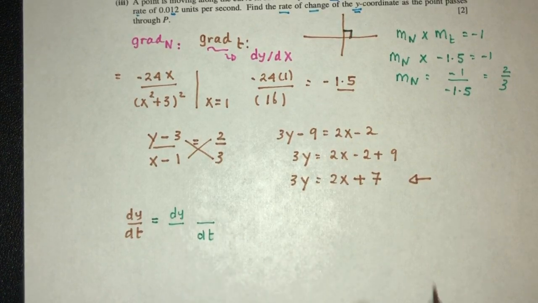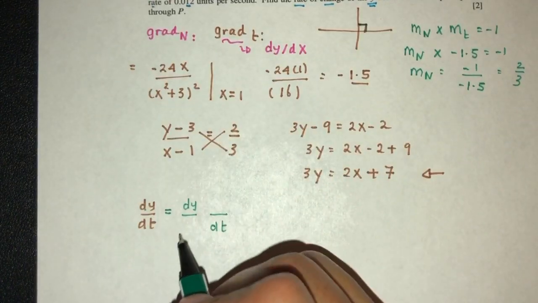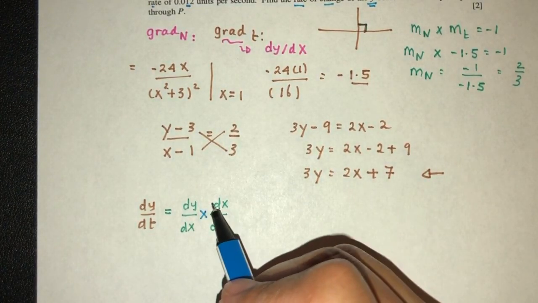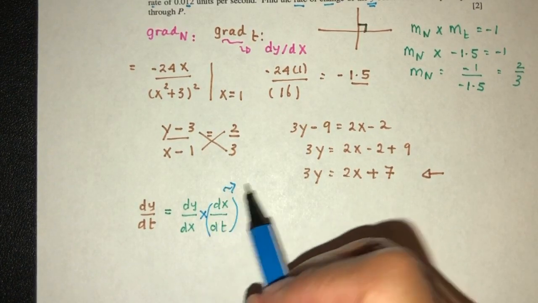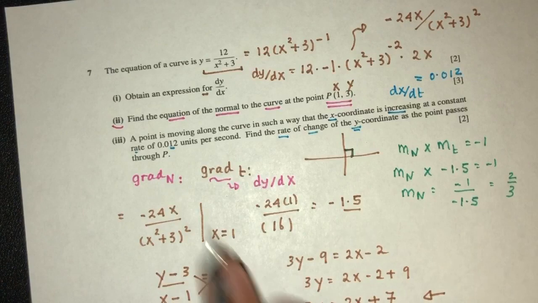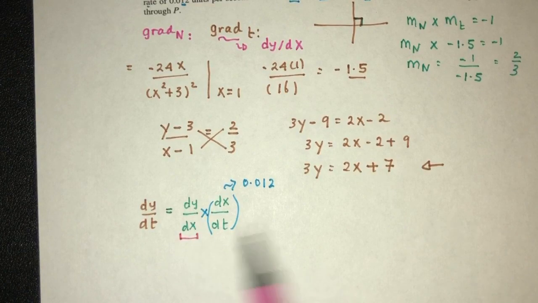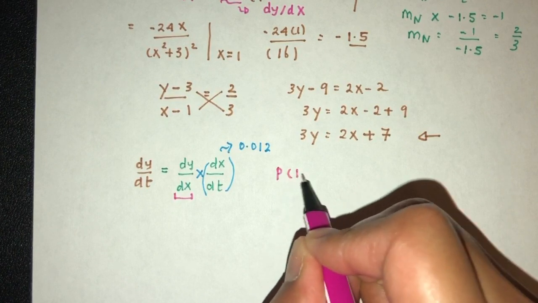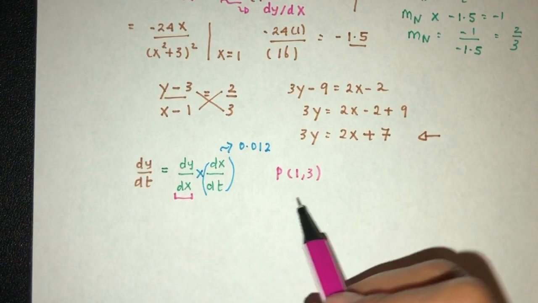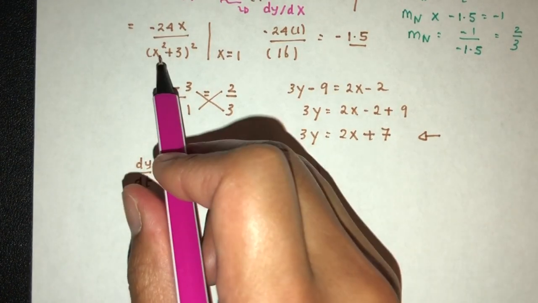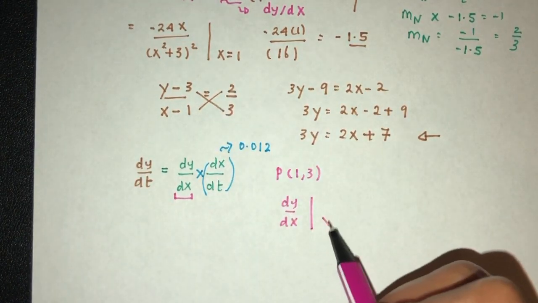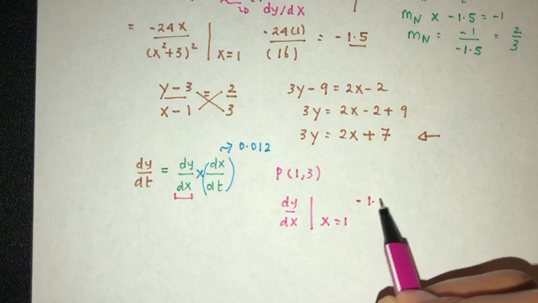Now what connects these two? Obviously, the only thing that connects these two is dx. So dy by dx times dx by dt. We already know the value of dx by dt, 0.012, as you can see over here. Now what else do we need to know? We need to find dy by dx at the value at P. Point P is (1, 3). So dy by dx, again, it is given to you right here, at the value of P where x is equal to 1. It was found to be minus 1.5.